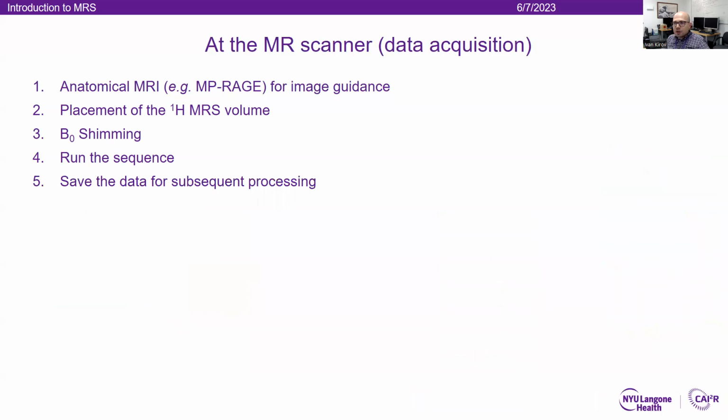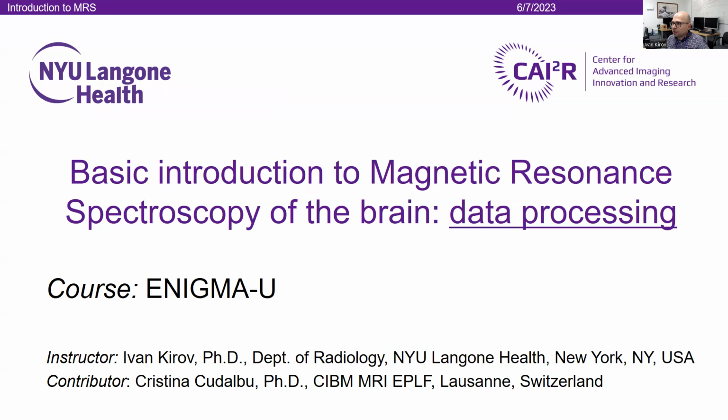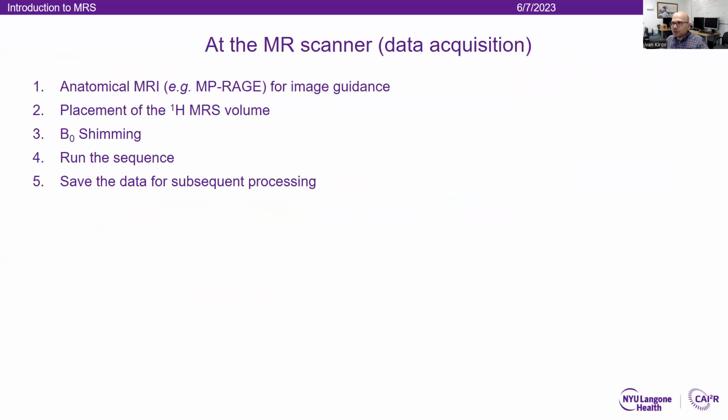All right, you've run the sequence with the parameters that you have determined to be optimal for your experiment. And by the way, these parameters do not change within your study. So you would use the same MRS sequence with the same parameters for each subject in your study. Okay. The last step is the easiest. You just save the data for further processing, which would be the subject of my next lecture.